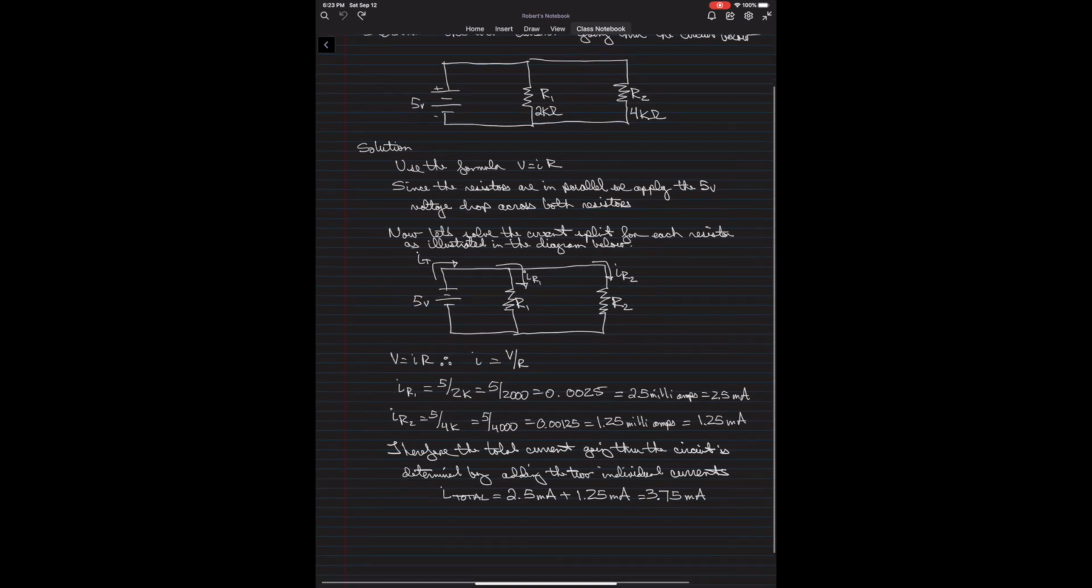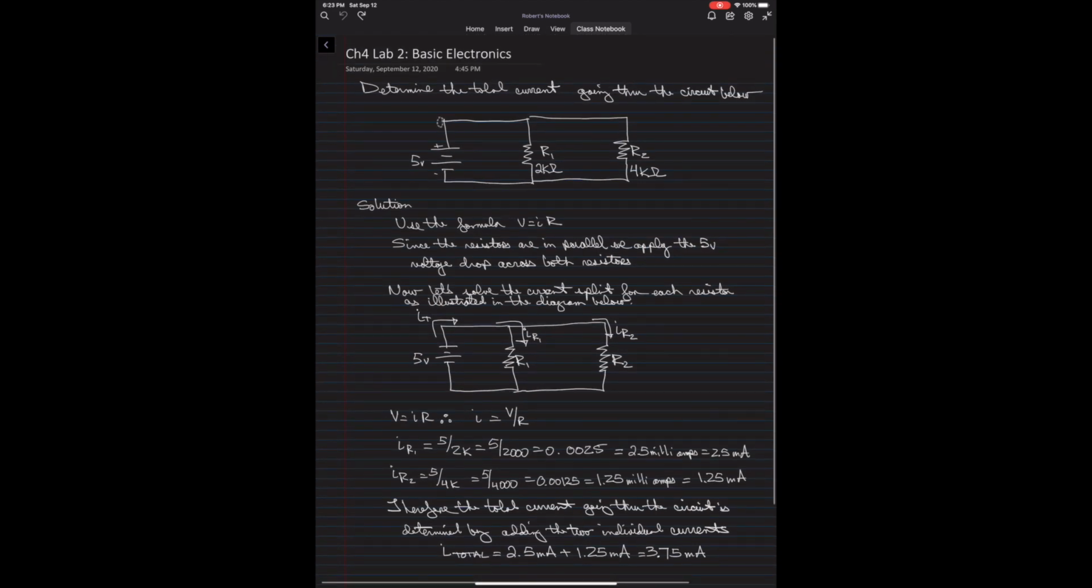All right, in terms of the solution, we are still going to use our formula V is equal to IR. And since the resistors are in parallel, as you can see over here, we therefore apply the 5-volt voltage drop across both resistors. So here's the thing that you can know about parallel circuits. See this point right here? That's the same thing as this point right here, which is exactly the same thing as this point right here. And this point is exactly the same as this point over here, which is exactly the same as this point over here.